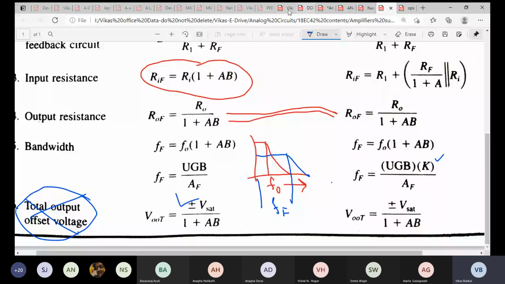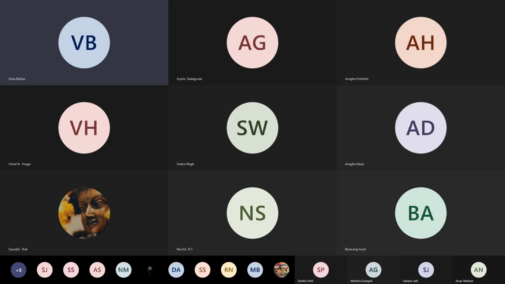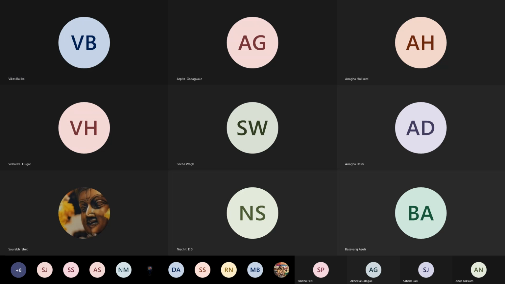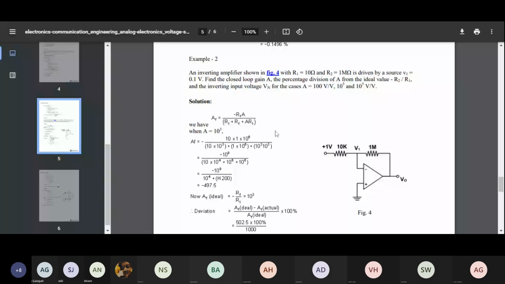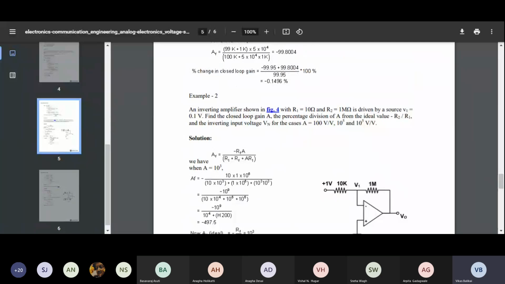Now with this, let's jump into a small problem which we started in the previous class. Can you see the same problem snippet that we started in the previous class? Let's go ahead and look.